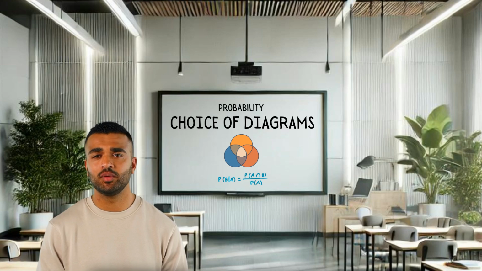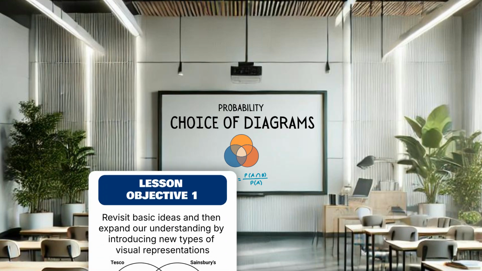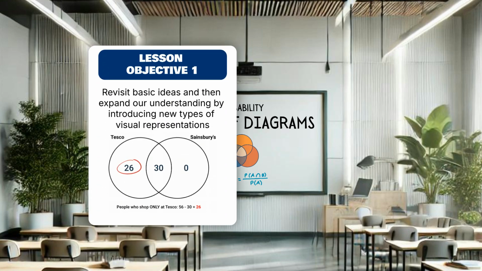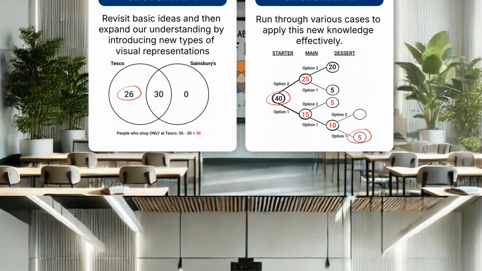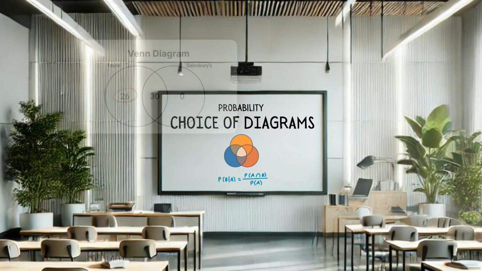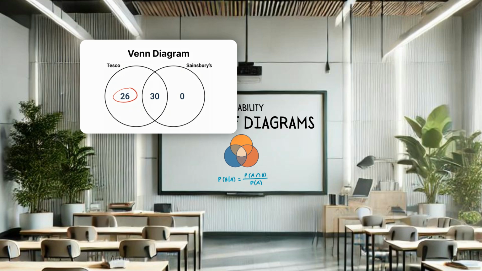In today's lesson, we explored the use of various diagrams to visualize probabilities effectively. We started by revisiting the fundamental concepts of probability notation, combining probabilities and basic visual representations. Moving forward, we examined specific scenarios to determine the appropriate diagram to use. First, we discussed Venn diagrams, which are ideal for illustrating the overlap between different groups. We used an example involving shopping habits to demonstrate how Venn diagrams can help calculate the probability of exclusive events.